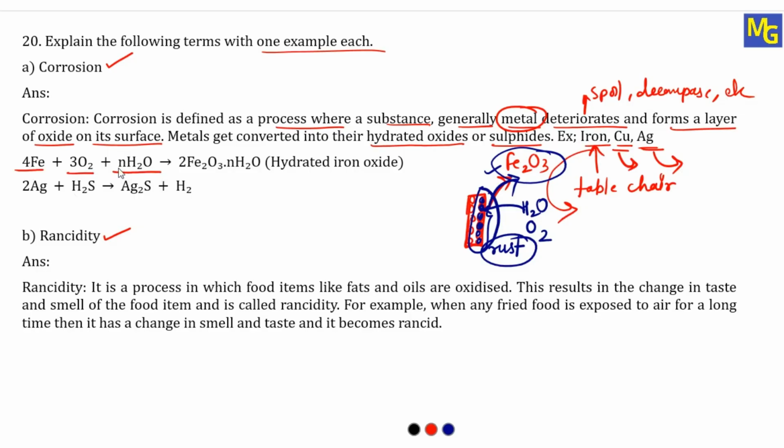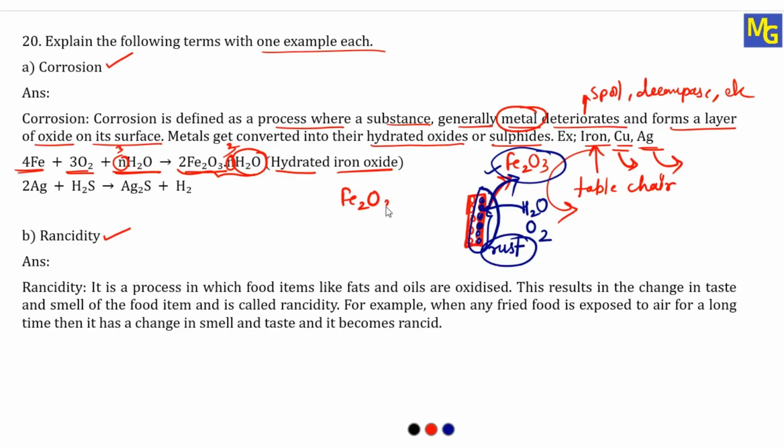So here I have written n. n means any number of water vapors. So when iron combines with oxygen and any number of water molecules, it gives hydrated iron oxide. So here n means any coefficient. Whatever number you are using here, if it is 2, then here also it will be 2. If it is 3, then here also it will be 3. Remember this. And because there is water beside this iron oxide, it is written as hydrated iron oxide.